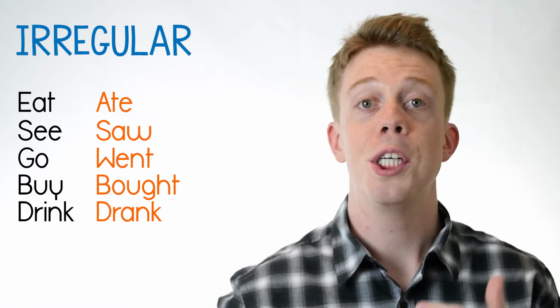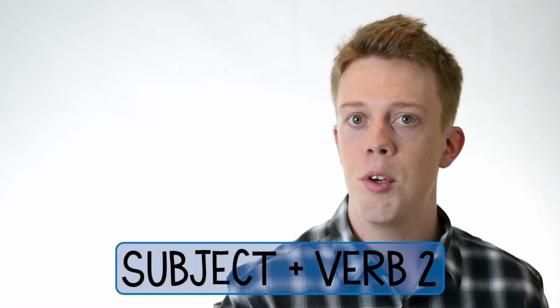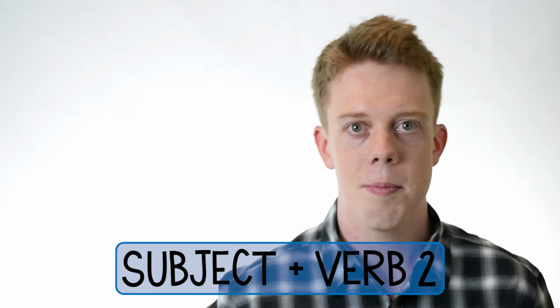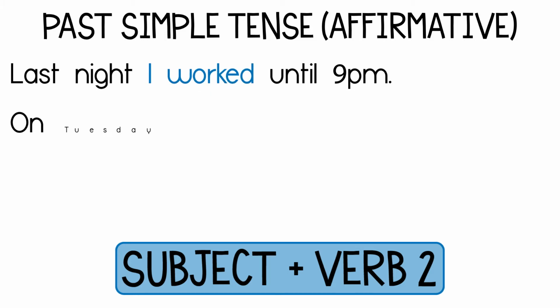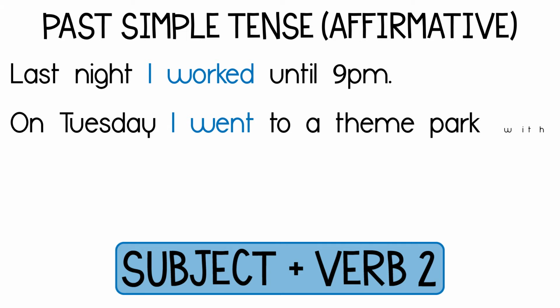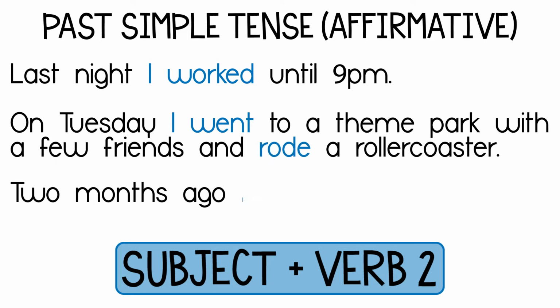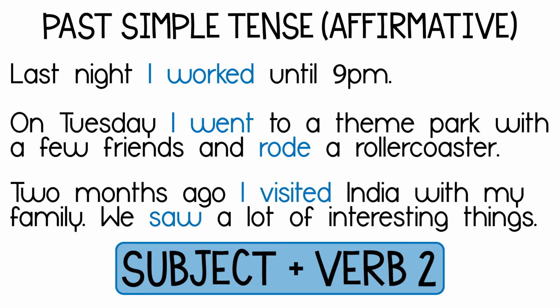Now that we understand how to change verbs into their past form, we're going to start making some sentences. As you remember, subject plus verb 2 is the correct structure for the affirmative form of past simple tense. Last night, I worked until 9 p.m. On Tuesday, I went to a theme park with a few friends and rode a huge roller coaster. 2 months ago, I visited India with my family. We saw a lot of interesting things. As you can see, the affirmative form of past simple tense is pretty straightforward.